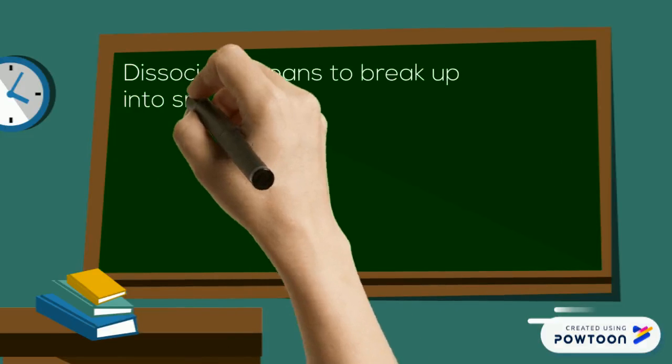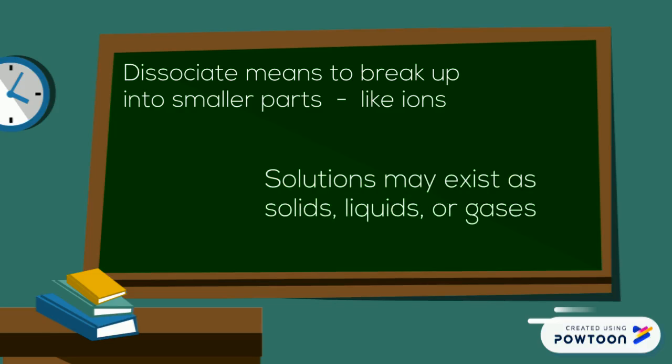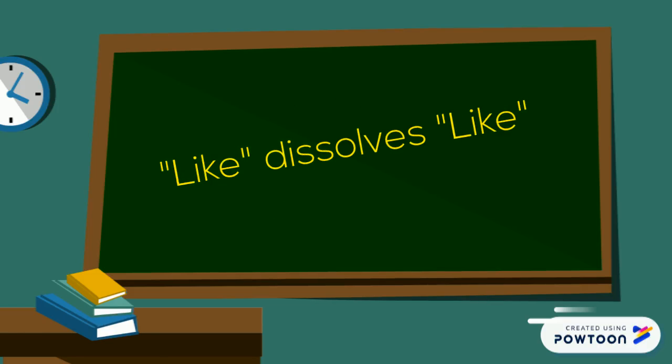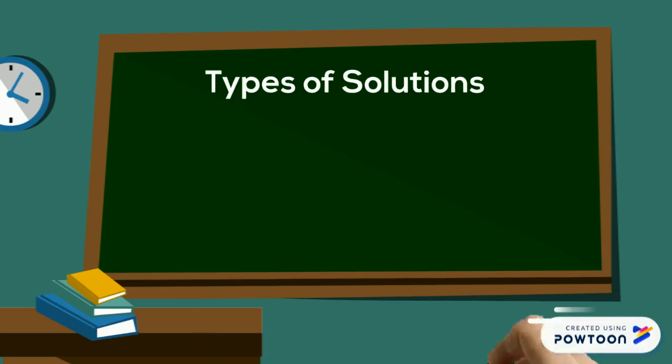Dissociation means to break up into smaller parts, like ions. Solutions may exist as combinations of solids, liquids, or gases. In order for a solute to dissolve in a solvent, they must have similar polarities. That's where the term "like dissolves like" comes from. Polar substances dissolve in polar substances and vice versa.